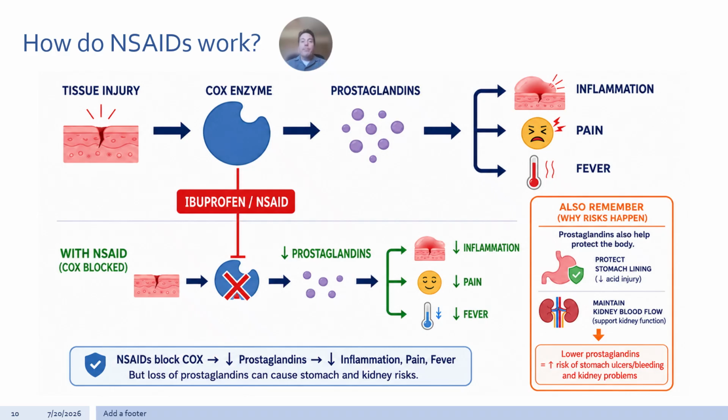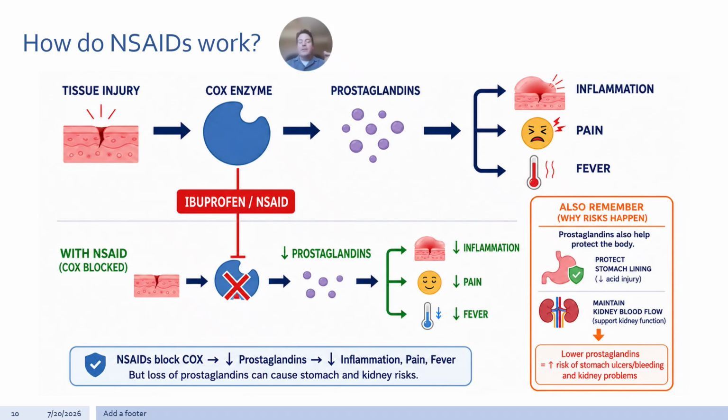So how do NSAIDs work? Well, they work by blocking the cyclooxygenase enzyme, or COX enzyme. COX enzymes help the body produce prostaglandins, which are the chemical messengers that contribute to inflammation, pain, and fever. So when ibuprofen blocks COX, the body produces fewer prostaglandins, and the result is less inflammation, less pain, and lower fever.